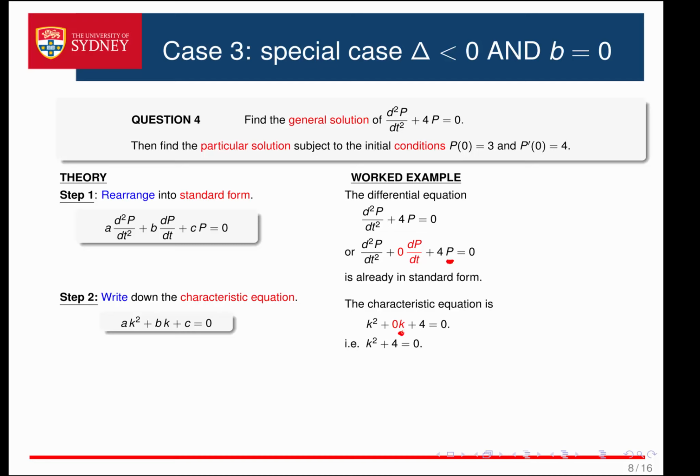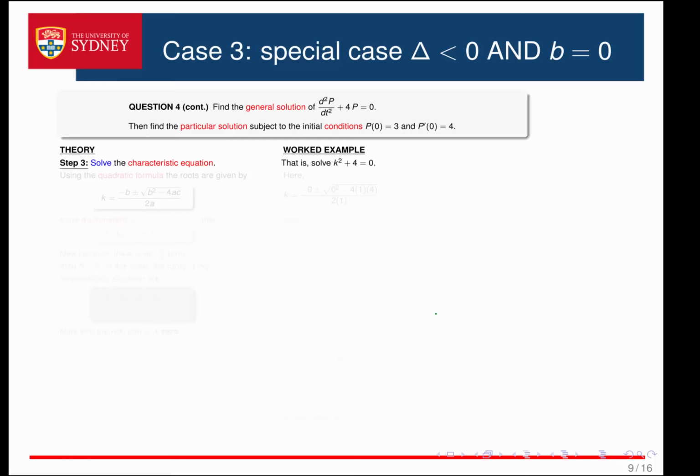Step 3. Solve the characteristic equation. We want to find the values of k such that k squared plus 4 is equal to 0. One way is to use the quadratic formula. The quadratic formula gives k is equal to negative 0 plus or minus the square root of 0 squared minus 4 times 1 times 4, all divided by 2 times 1.